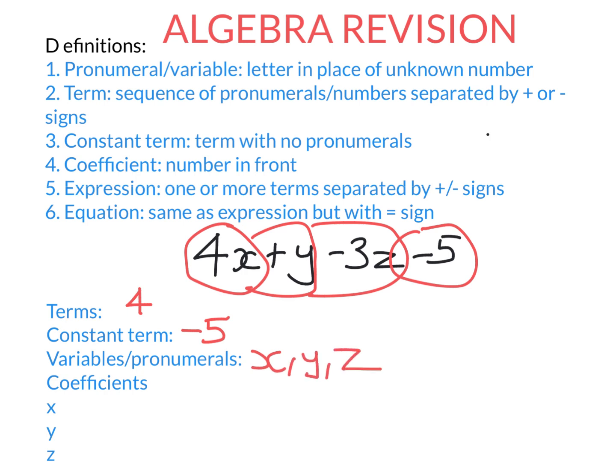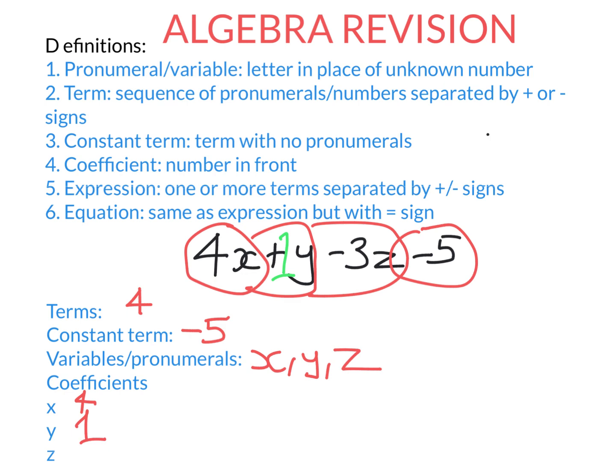Now we also need to be able to identify their coefficients. Coefficients means number in front of. So the coefficient of x just means the number in front of x, and in this case is 4. Now look at y. It doesn't have a number in front of it. So in algebra, whenever we see a pronumeral by itself, we assume it's got a 1 in front of it. The coefficient of y is actually 1 because y and 1y are the same.